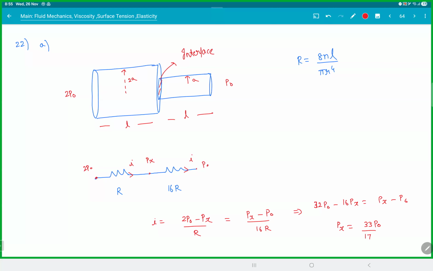Clear with this? The same thing we will do in thermal resistance. There, our thermal resistance will be how much? Length by KA. Remember that in heat transfer? So same story. There the resistance will be R and 4R, and then you will solve.